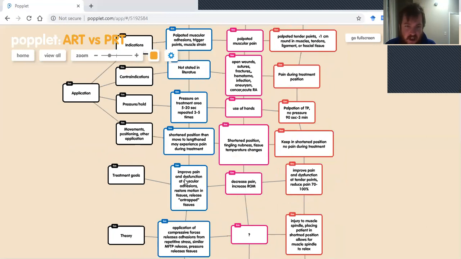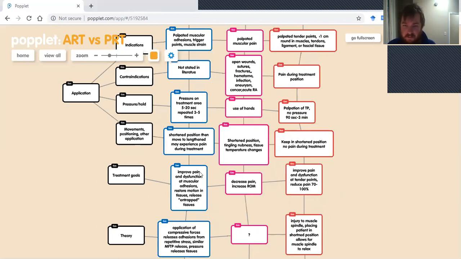Treatment goals. The similarities are that you're trying to decrease pain and increase range of motion. With ART, it's based around improving pain dysfunction around muscular adhesions and restoring motion in those tissues, also releasing entrapped tissues, vascular structures, nerves, those types of things. That's some of the theory behind it: things that are entrapped in the fascia. So that's the theory behind the treatment goals.